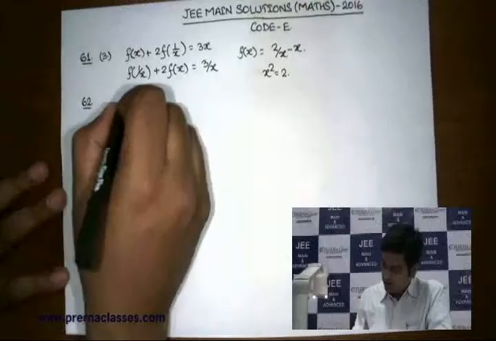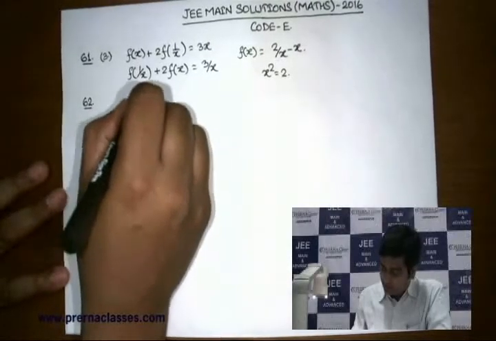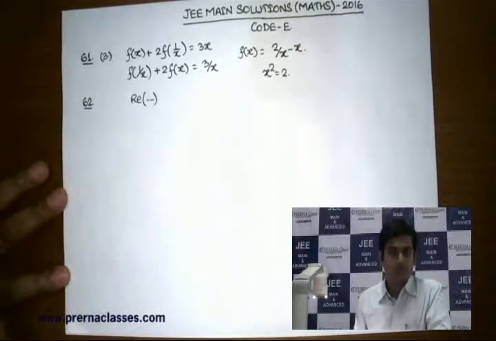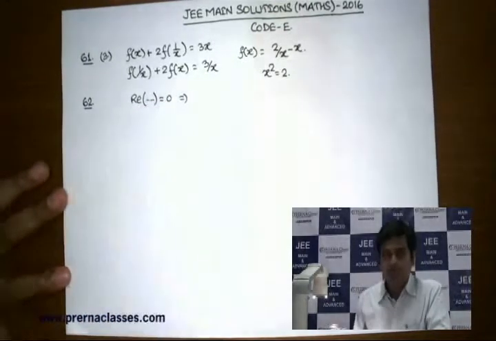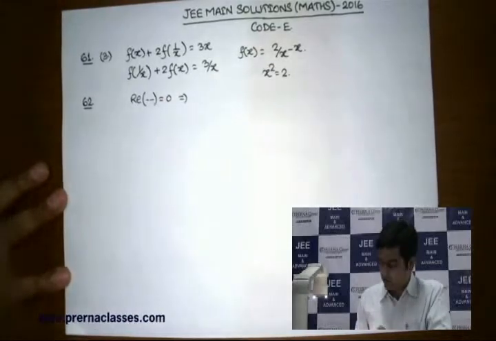Okay, second problem is related with complex numbers. Some expression is given related to theta, and you have to make sure that that is purely imaginary. So all you need to do is figure out its real part, whatever complex number is given, and make sure that that is 0. That's how you can make it pure imaginary.